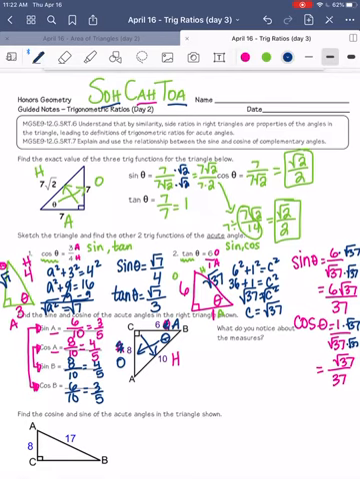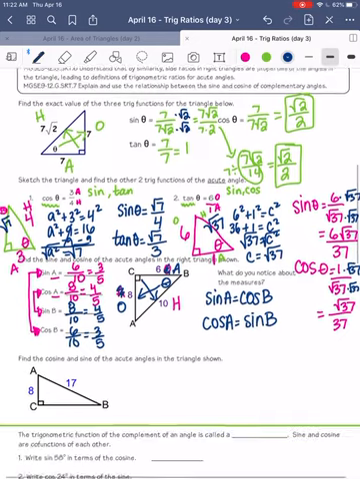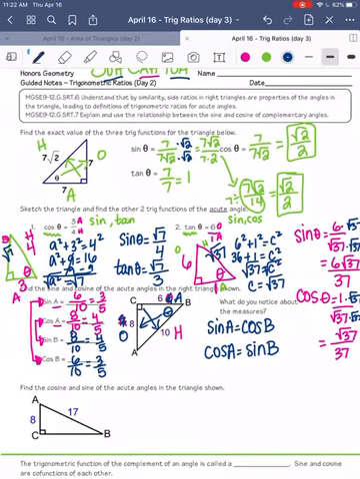Okay? So it says, what do you notice about the measures? So the sine of A equals the cosine of B, and then the cosine of A equals the sine of B. Okay? All right, so it says find the sine and the cosine of the acute angles in the triangle. So it's literally the same thing that the previous question just asked us to do. So we're going to find the sine of A and the cosine of A, and then we're going to find the sine of B and the cosine of B.